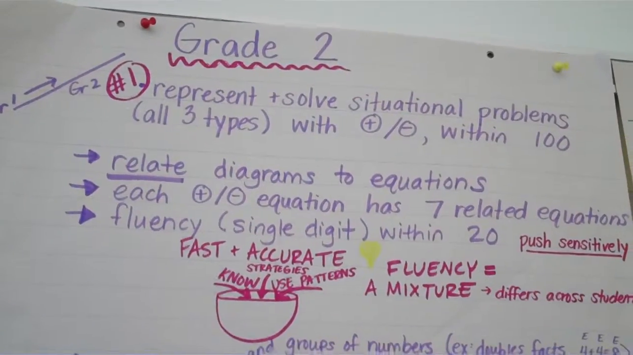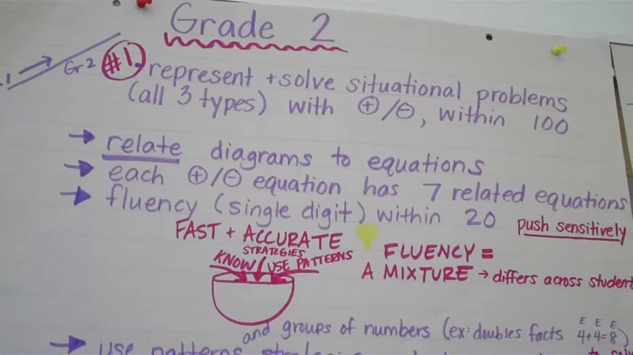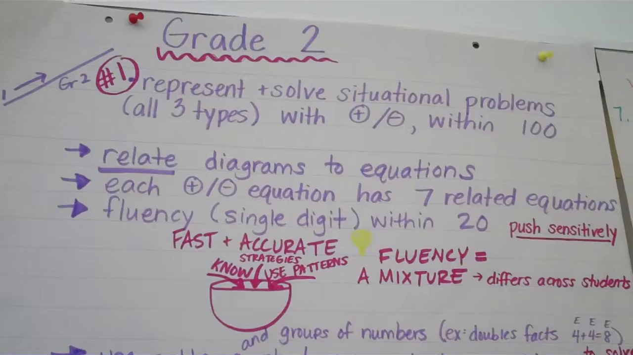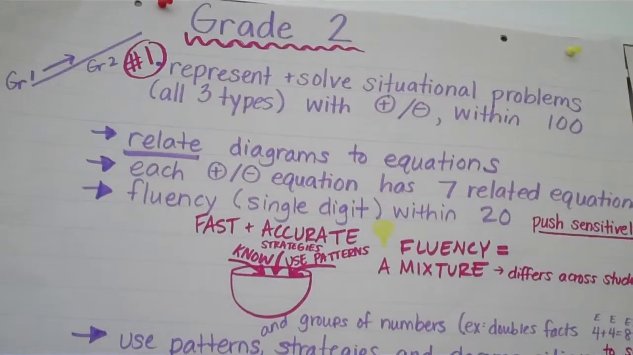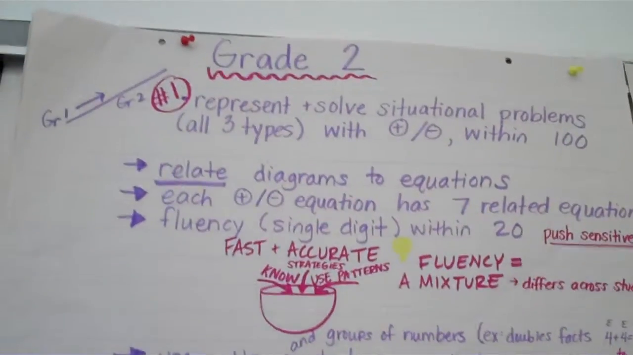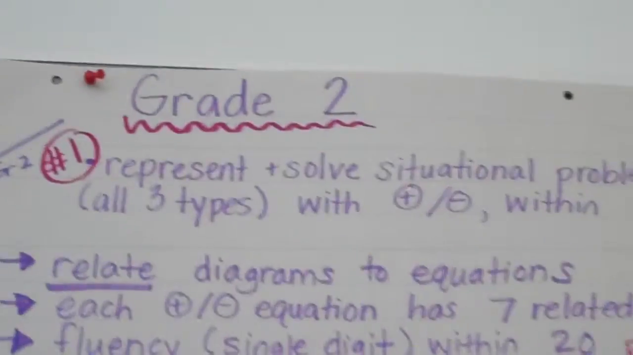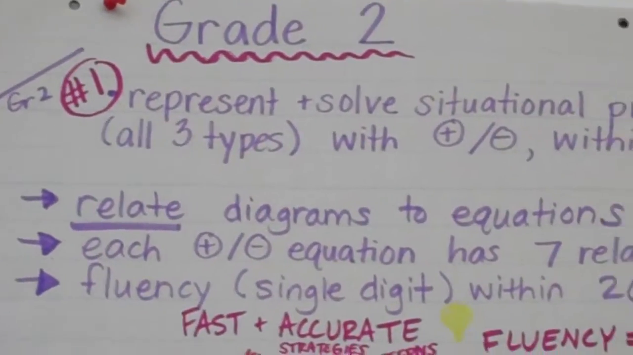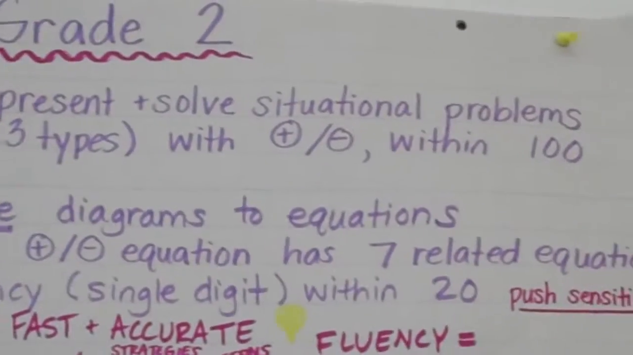Well, first of all, we uncovered the overarching themes, and there are two of them. So the first one was that it's definitely that ramp from grade 1 to 2. We definitely have commonalities. And in grade 2, one of the shifts has to do with representing and solving situational problems. So students are using all three types, with addition, subtraction, and within 100.